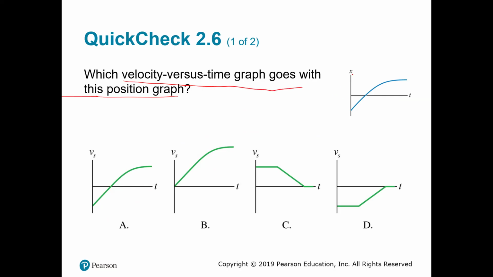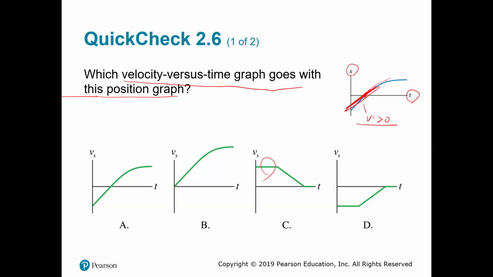Okay. Another example: which velocity versus time graph goes with the position graph? So now, this is again an xt graph. For the first few seconds, your slope is what? Constant. And the slope is positive, right? So then you have to have a positive and constant velocity, which is here, right?